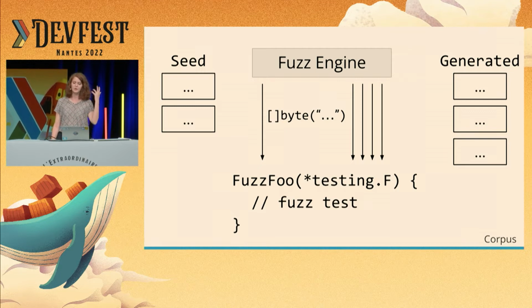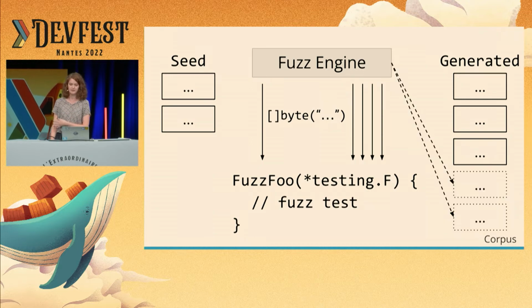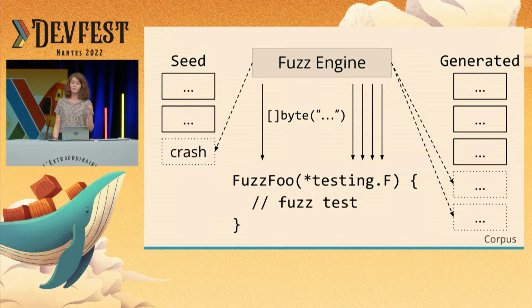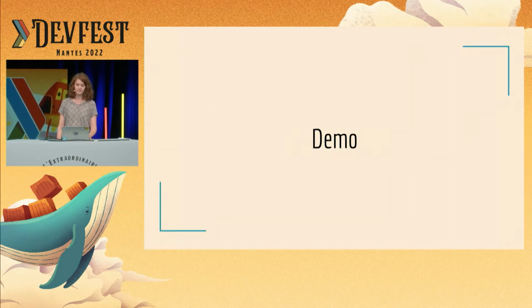And then the fuzzing engine is going to start mutating all of those entries in the corpus and feeding them to your fuzz test. If it finds something interesting, it's going to add that entry to the generated corpus and keep fuzzing, so it won't stop. However, if it finds a crash, meaning a panic in your code or something that caused an error, for example, it will stop, and it will add that entry to your seed corpus as a crash.